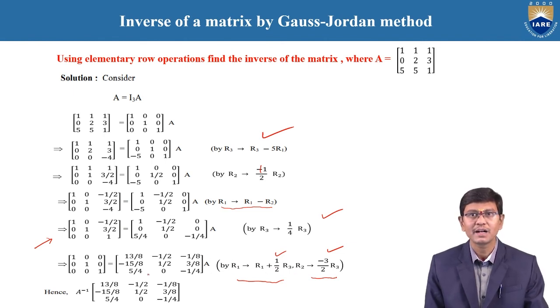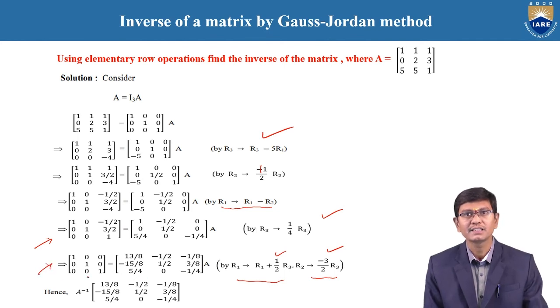The right side of the matrix is also clearly changed to 13 by 8, minus 1 by 2, minus 1 by 8. The second row is minus 15 by 8, 1 by 2, 3 by 8. The third row is the same, that is 5 by 4, 0, minus 1 by 4. Therefore, this matrix is clearly in the final step as we observe here.